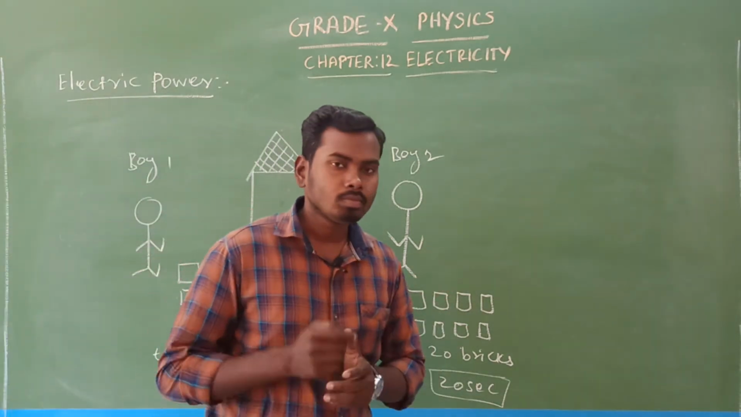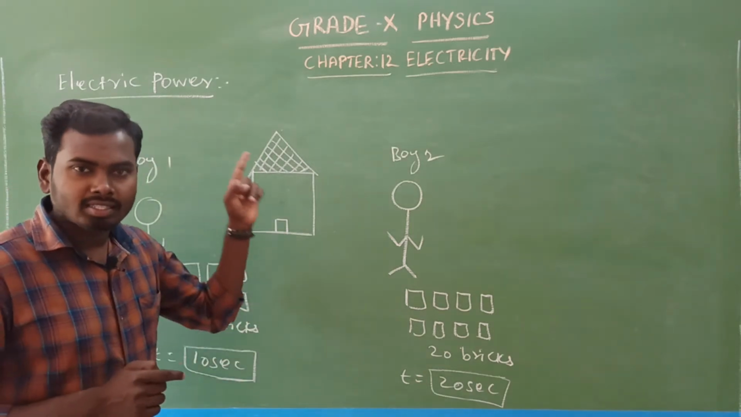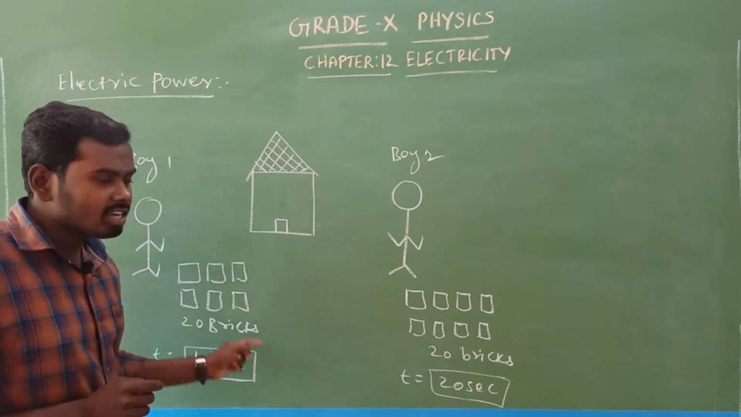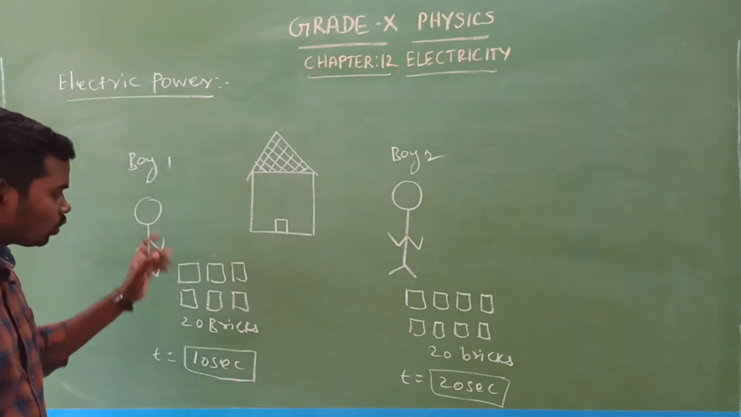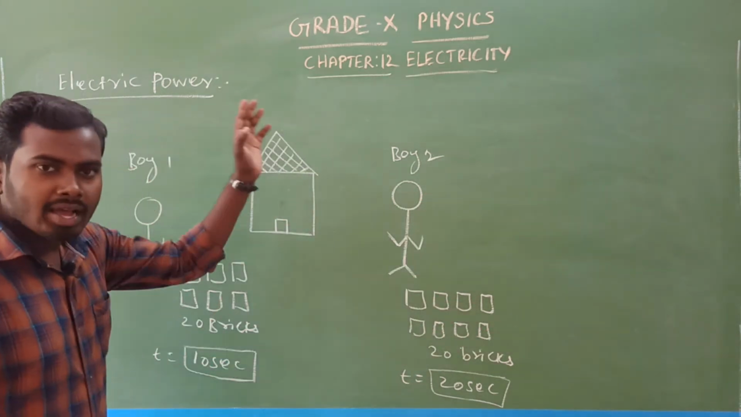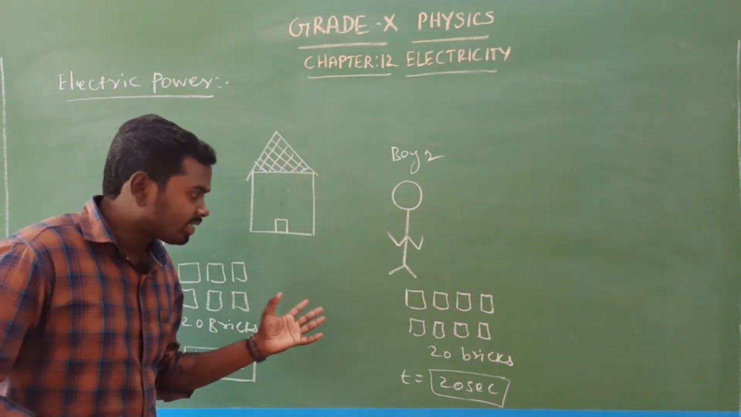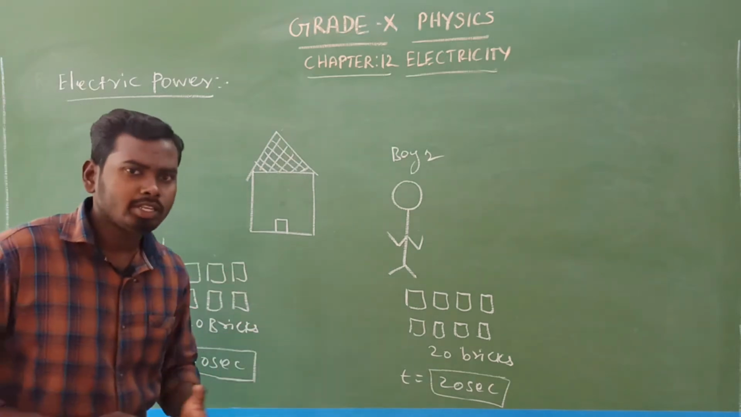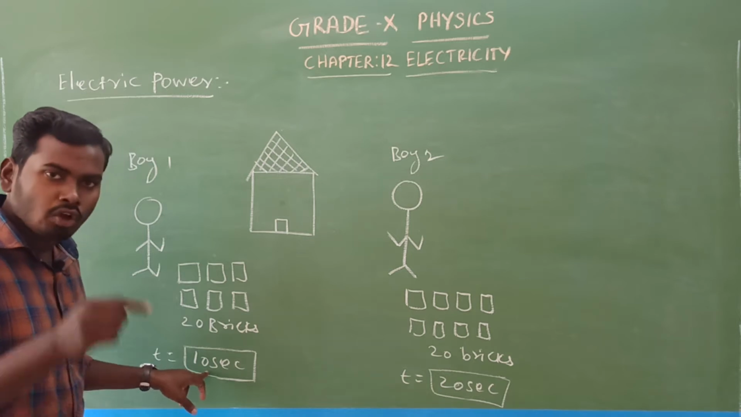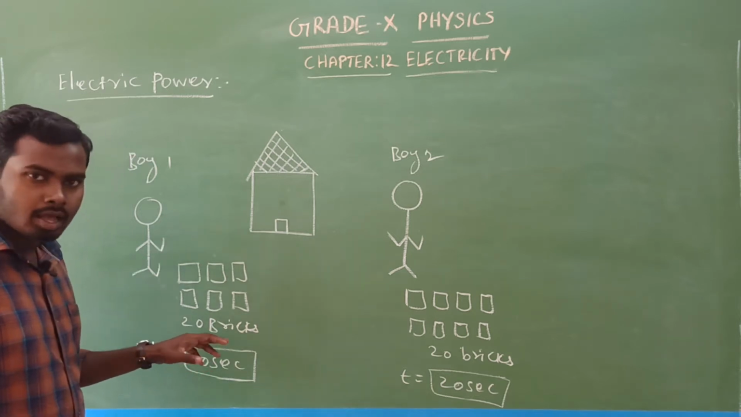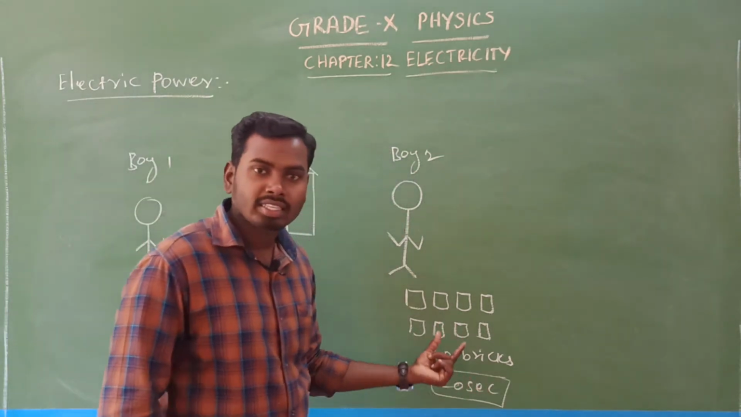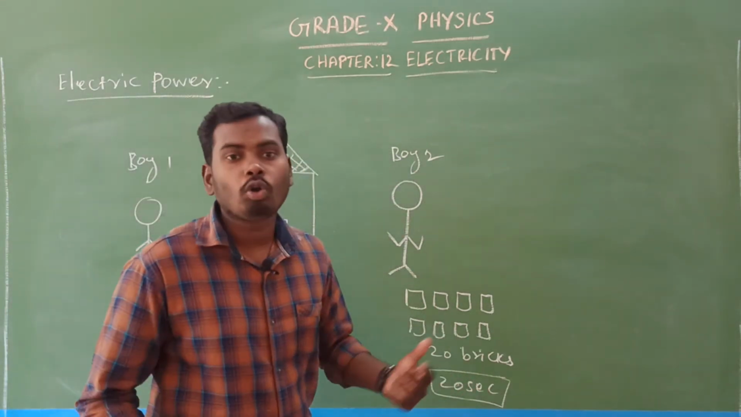Yes. Look here. Each boy has done the same amount of work, because I have given 20 bricks for boy 1 as well as boy 2. Am I right? So each boy has done the same amount of work, but the time is different. The boy 1 has kept the 20 bricks within 10 seconds, which means the boy 1 has completed the task in less time, as well as the boy 2 has completed the task in more time.